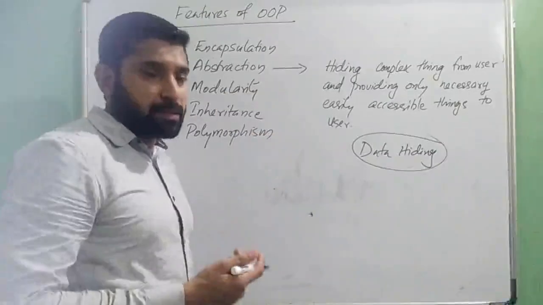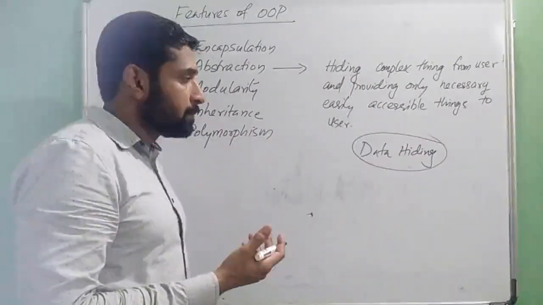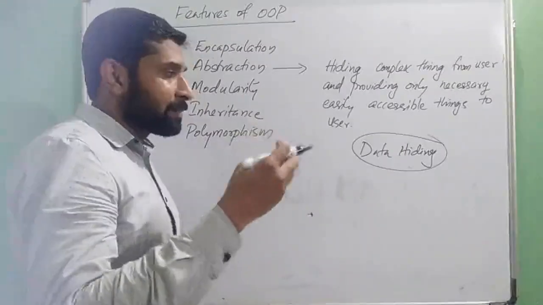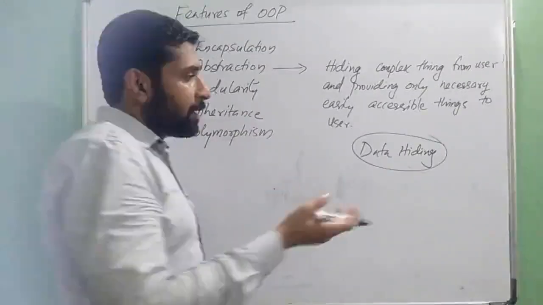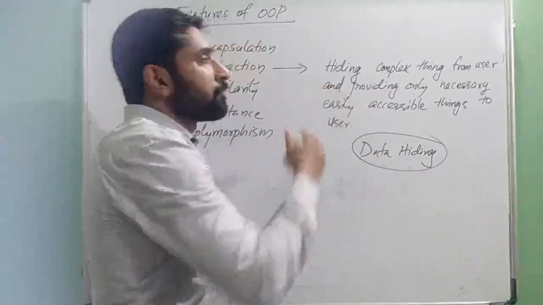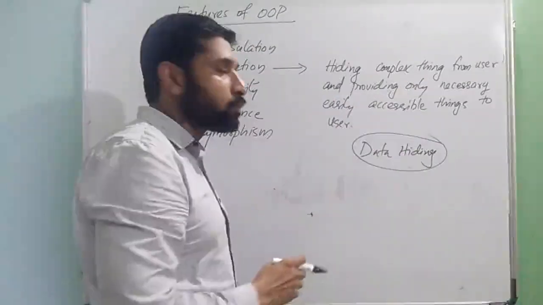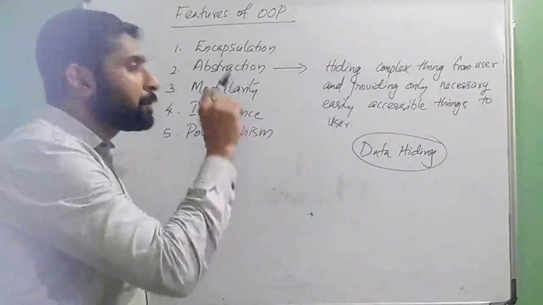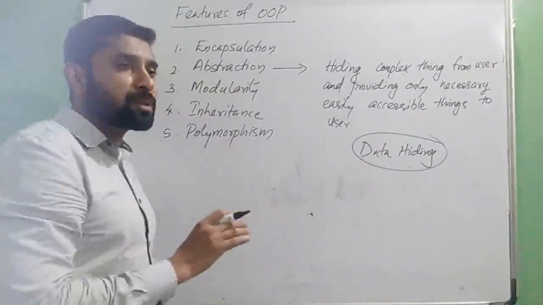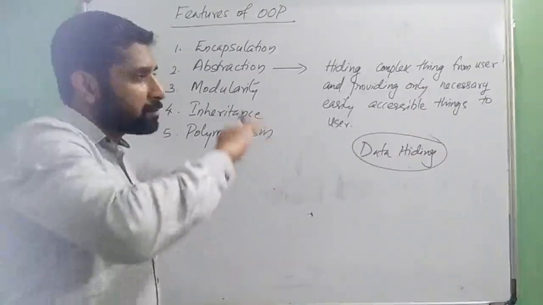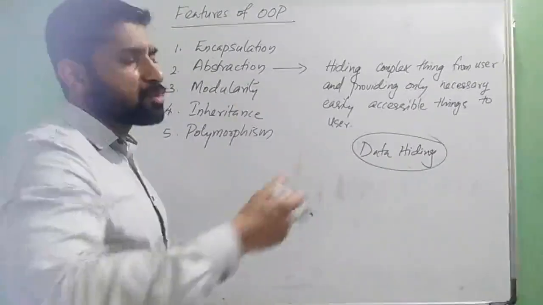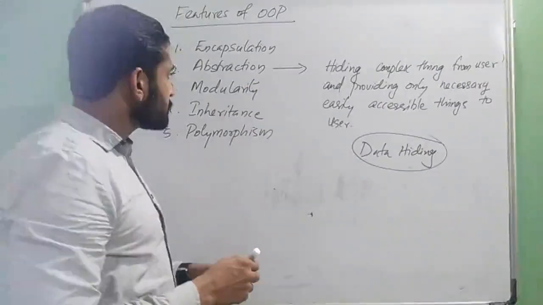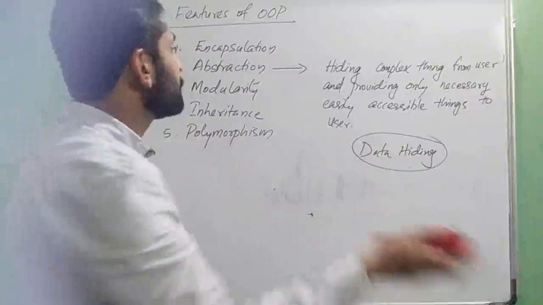The class internals, the private data, the data that are supposed to be kept secure, are actually hidden from the ordinary user. So, only providing the essential things to the user and hiding the unnecessary or complex things from the user. That is called abstraction. Now, the next thing is modularity.